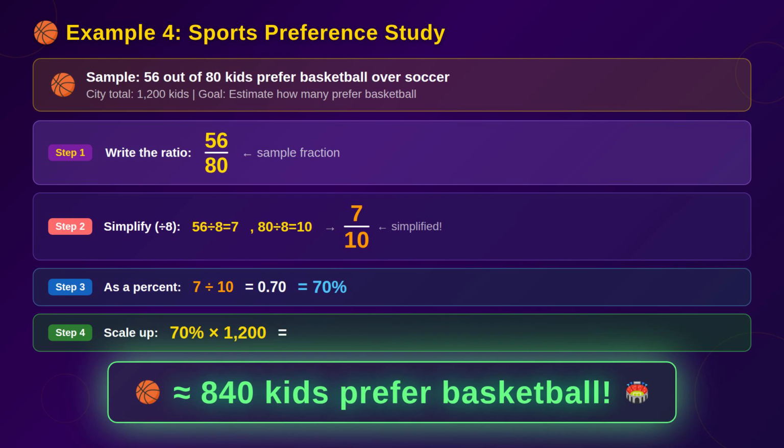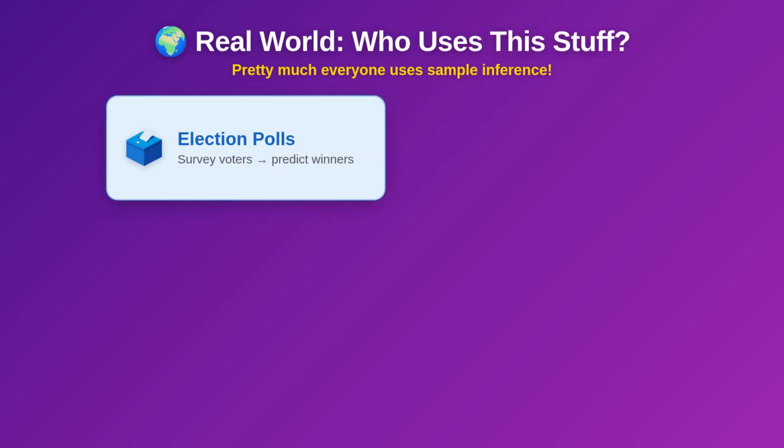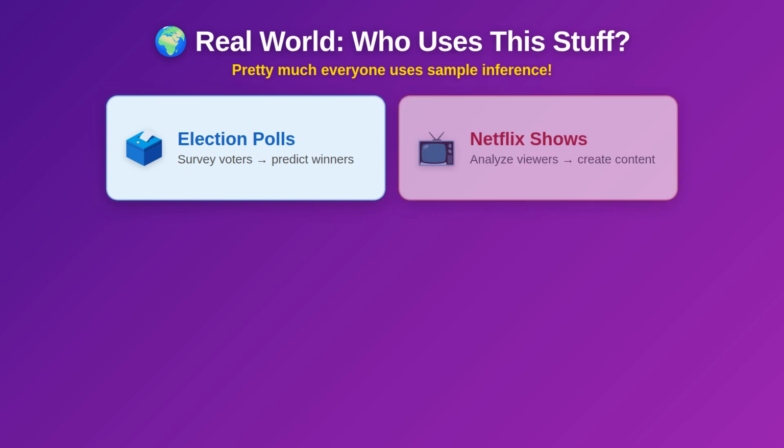Now scale up. 70% of 1,200 equals 840. So the city infers that about 840 kids prefer basketball. Time to build more basketball courts.